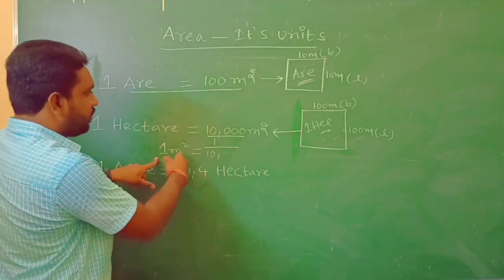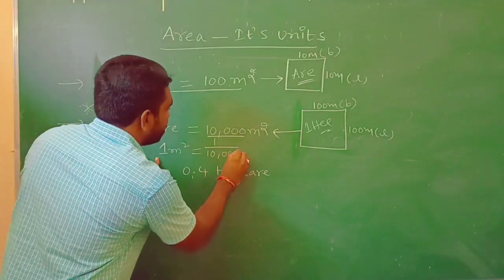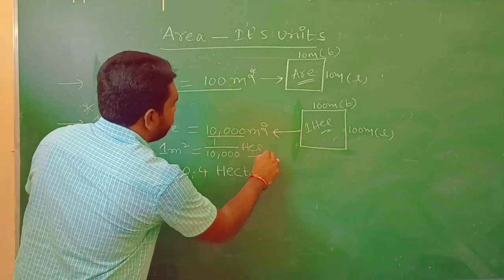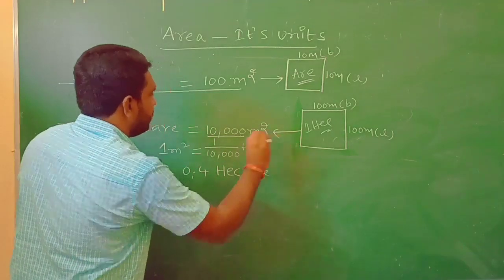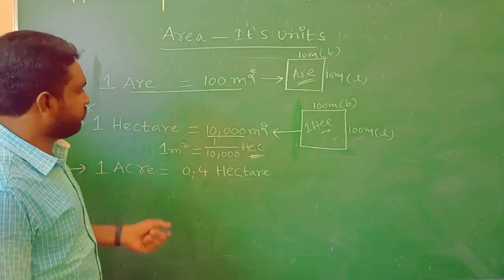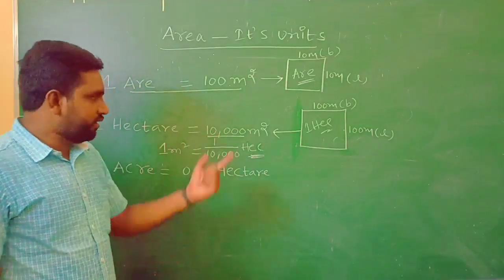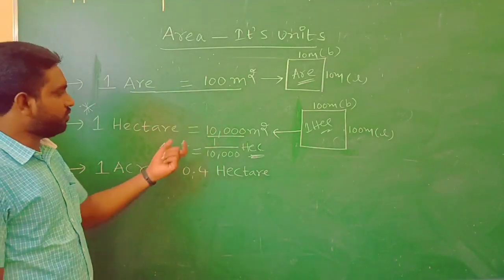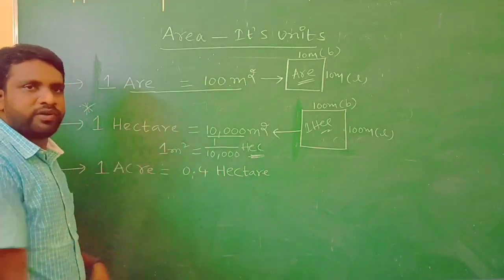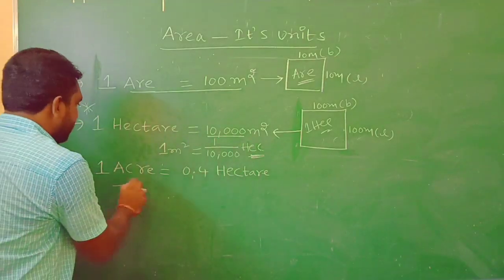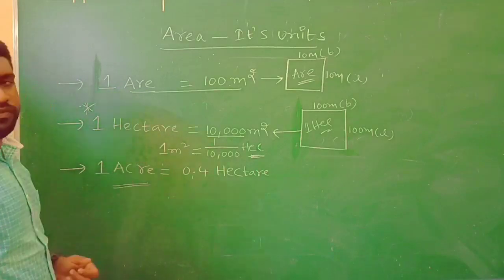So 1 meter square equals how much? 1 by 10,000 hectares. This is also something you should remember here: 1 meter square equals 1 by 10,000 hectares. This is completed. Okay.